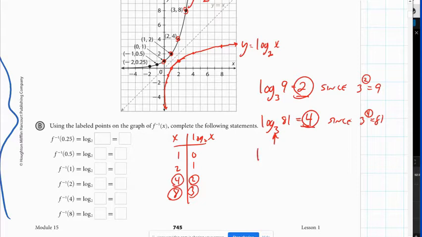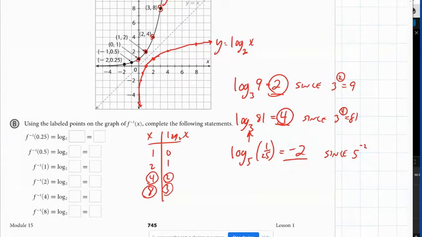Okay? So if we wanted to evaluate something like log base 5 of 1 over 25. Well, what power would we raise 5 to get 1 over 25? We would square it to get 25, and then we'd make it negative to put it in the bottom. So the answer is -2, and that is since the base raised to this exponent does give us 1 over 25. Okay, so that's how you evaluate basic logarithms.